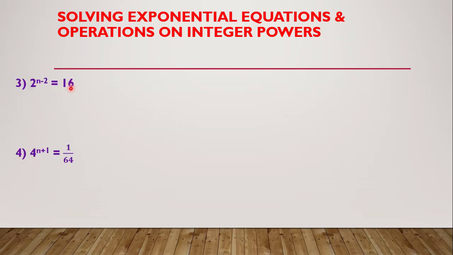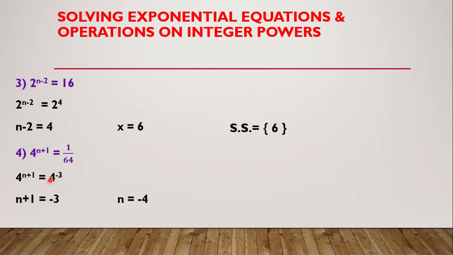Another exercise, I can write 16 as 2 power 4. So n minus 2 equals 4. Base equals base, then power equals power. It means n minus 2 equals 4, so n equals 6. Here also 64 equals 4 power 3, so base equals base, then power equals power. n plus 1 equals negative 3. It means that n equals negative 4. And this is the set of solutions.